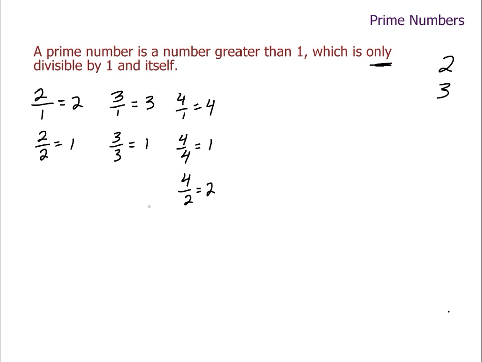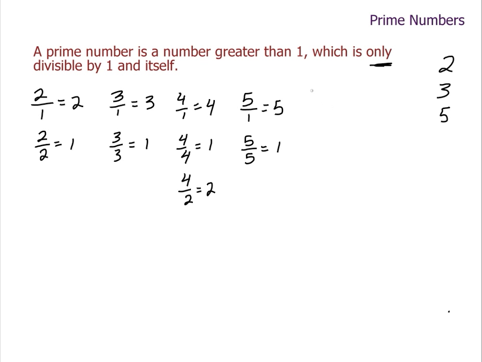Actually, 2 is the only even prime number. So all the even numbers from now on are not prime. And one other description on numbers that are not prime, they're called composites. So 4 is a composite number. Let's try 5. Yes, it's divisible by 1 and itself, like all numbers, but that's it. There isn't another number that will go into 5 evenly. So 5 is. 6 is not.